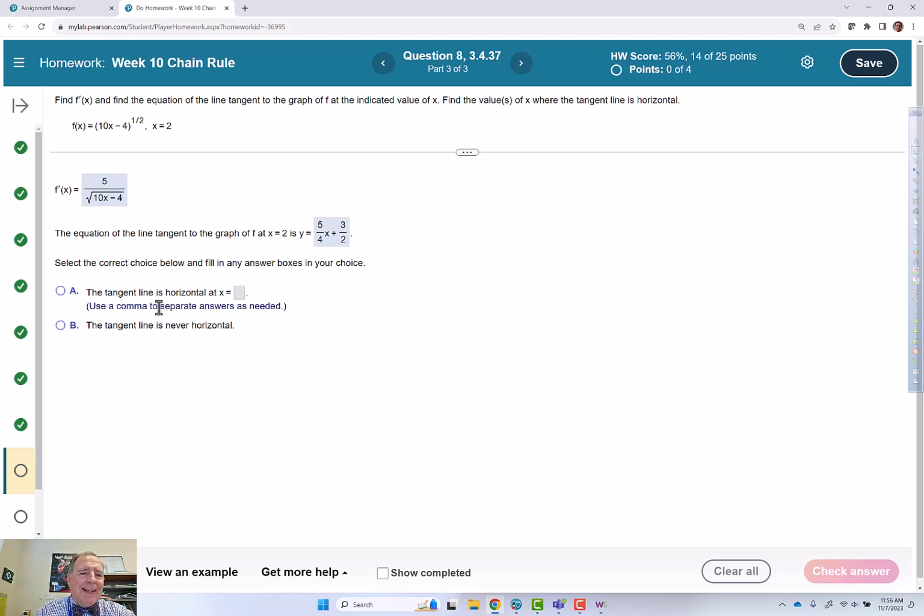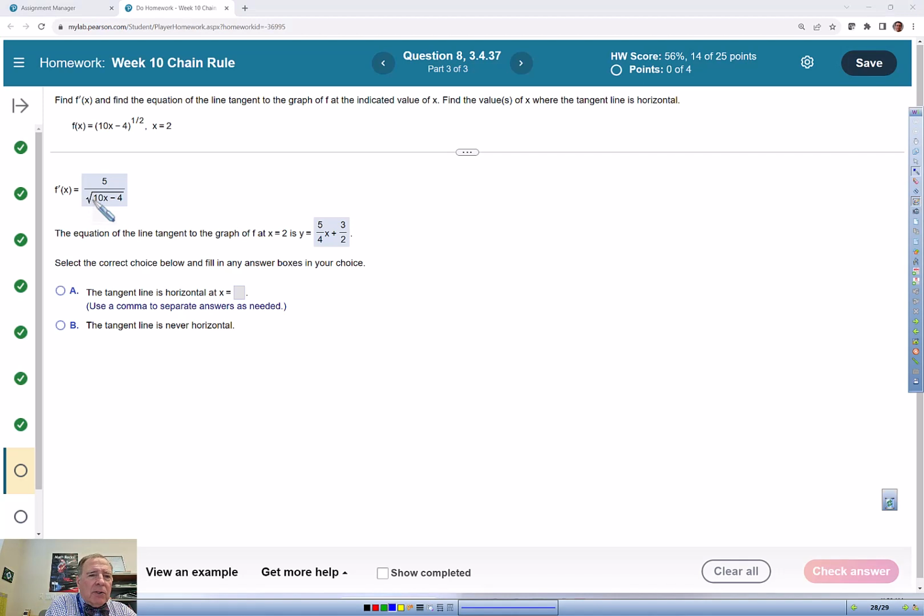Now it says, select the correct choice below and fill in any answer boxes in your choice. The tangent line is horizontal at x equals, use a comma to separate answers as needed, or the tangent line is never horizontal. This is another advantage of using this square root in the fraction notation. The derivative gives me the slope of the function.